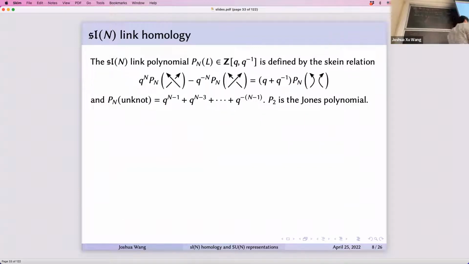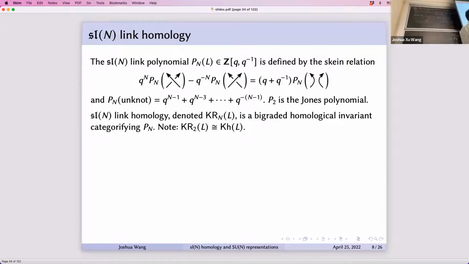So now I want to turn to a generalization. Khovanov homology is a categorification of the Jones polynomial. And it turns out that the Jones polynomial is one of a family of link polynomials called the SLN link polynomials. They satisfy a skein relation, and in particular, they're a specialization of the HOMFLY-PT polynomial. The SL2 link polynomial is the Jones polynomial. And SLN link homology is a categorification of the SLN polynomial.